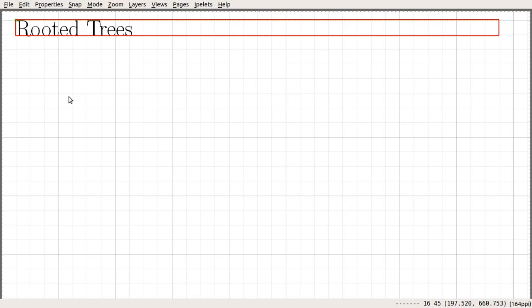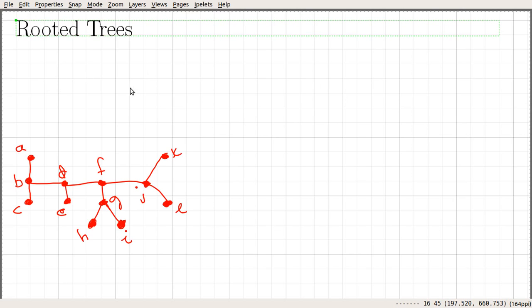Okay, in this video we are going to talk about a special kind of trees called rooted trees. So we'll talk about the definition of the rooted tree and some of the terms related to rooted trees. So let me start by defining a rooted tree.